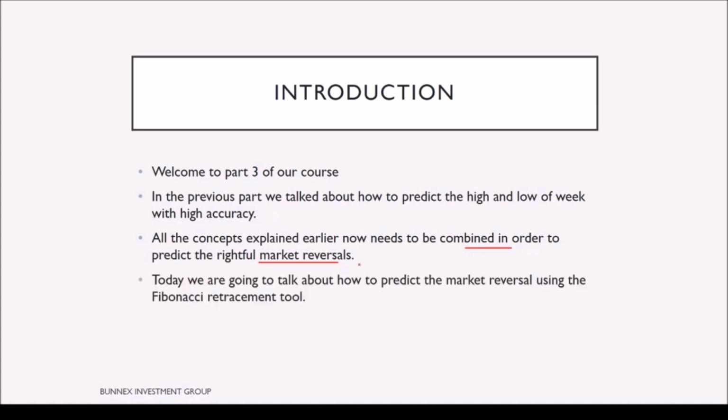Today we are going to talk about how to predict the market reversal using the Fibonacci retracement tool. So this is now basically linking two different wicks. That is, after obtaining a high of the wick, we expect to see another wick initiating. But at the point of that wick initiation, we will use the Fibonacci retracement tool.